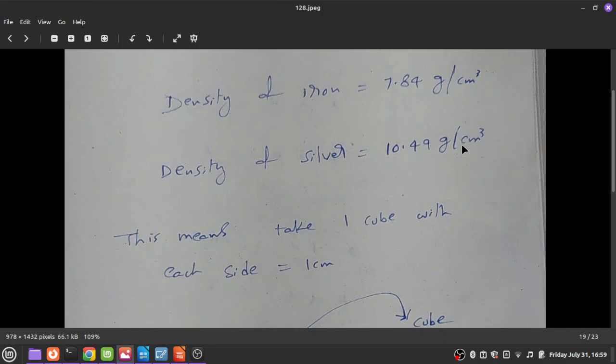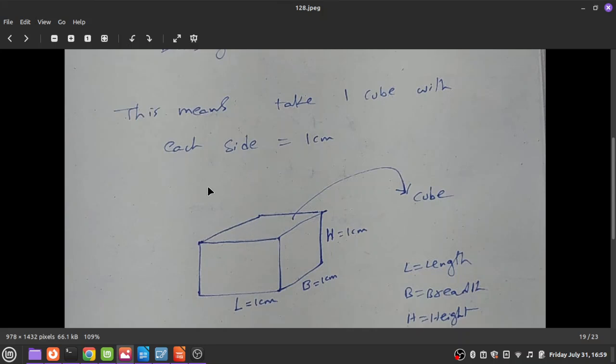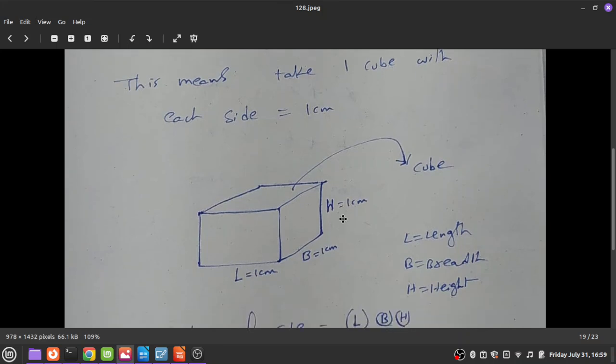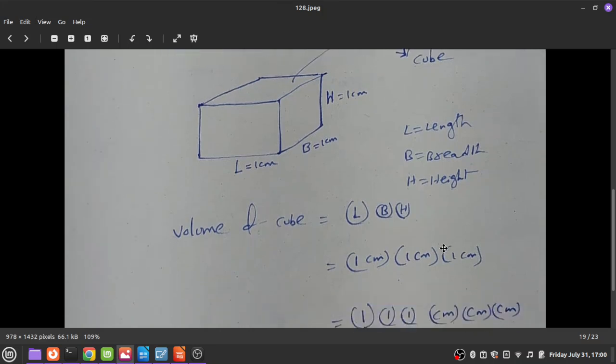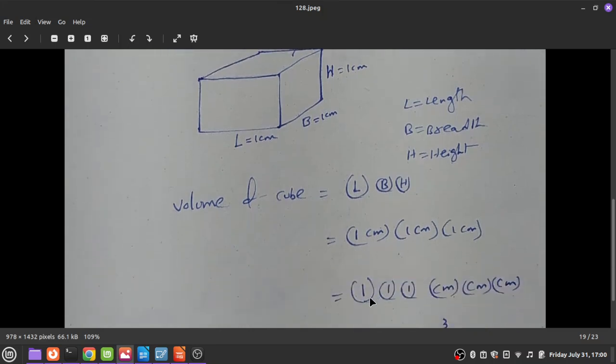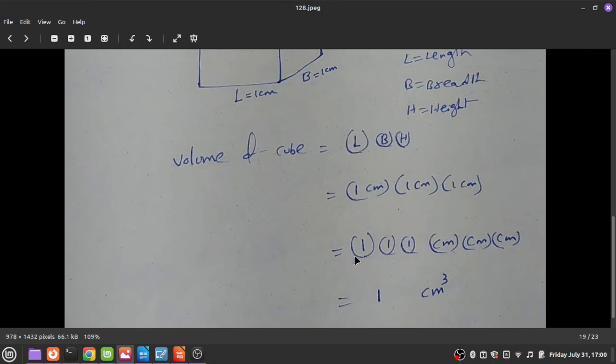Let us understand the meaning of centimeter cube or centimeter to the power of 3. Okay, you take one cube, a cube of solid which has length, breadth, height, and the volume of the cube is length into breadth into height. So length is taken to be 1 centimeter, breadth 1 centimeter, height 1 centimeter. You bring all the numbers to one side, 1 into 1 into 1, and bring all the centimeters to the other side, centimeter, centimeter, centimeter. When 1 is multiplied several times, 1 into 1 into 1, it also becomes 1.